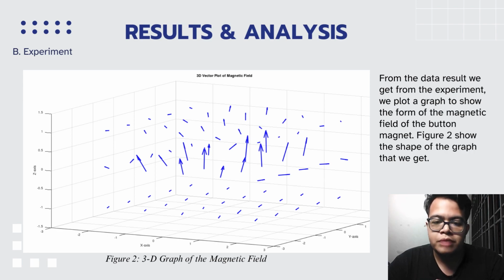From the result of our experiment, we plot a 3D graph of the magnetic field of the button magnet. The graph shows the shape of the magnetic field of the button magnet, and there are larger arrows compared to smaller ones, and the bigger ones mean that there is a strong magnetic field at that coordinate. So we can see that the further away the sensor is from the magnet, the smaller the value that we measured, and the direction of the arrow represents the resultant magnetic field at that coordinate.